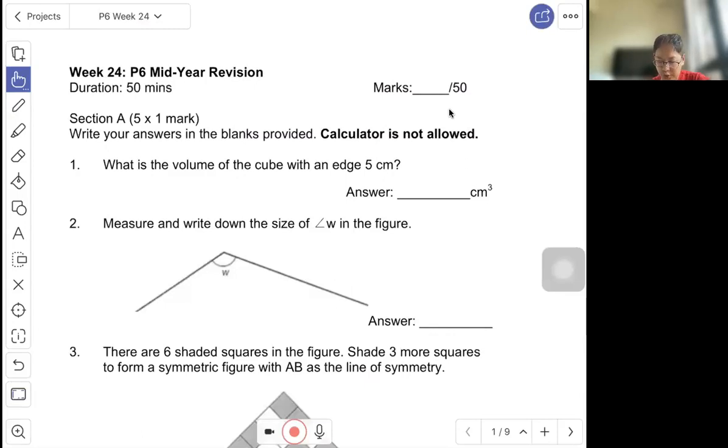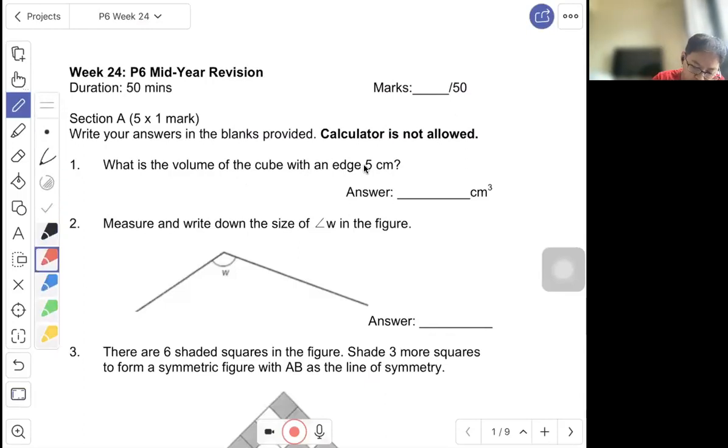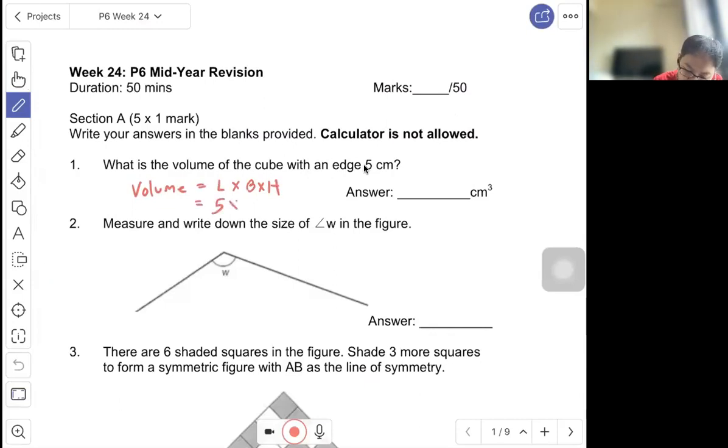In section A, question 1, they ask you what is the volume of the cube with an edge 5 cm. That means that one side is 5 cm. So let's do this question together. Volume is length times breadth times height. Since a cube has equal sides, it's 5 times 5 times 5, and that gives us the answer, 125 cm³.